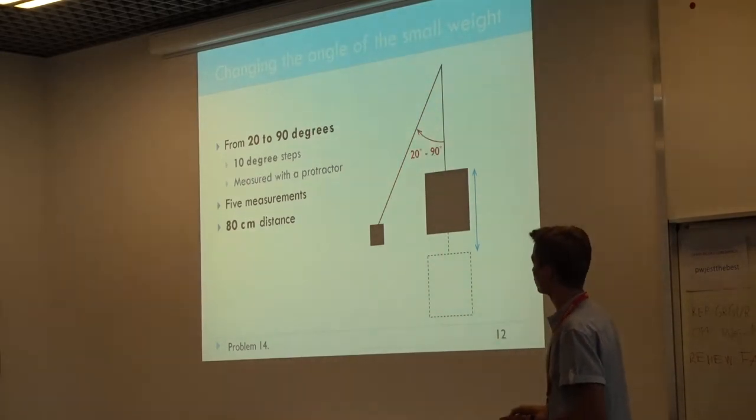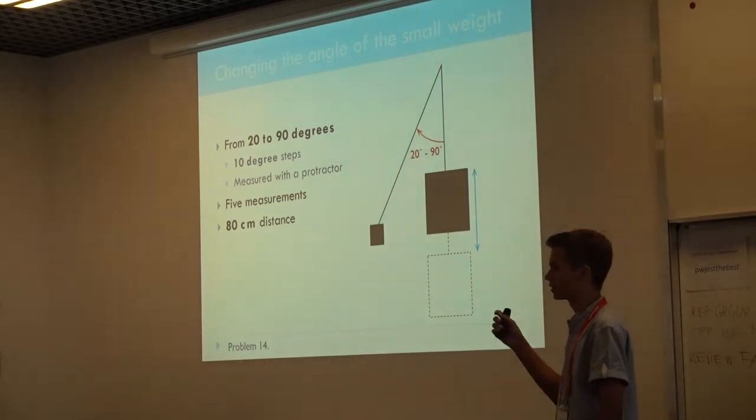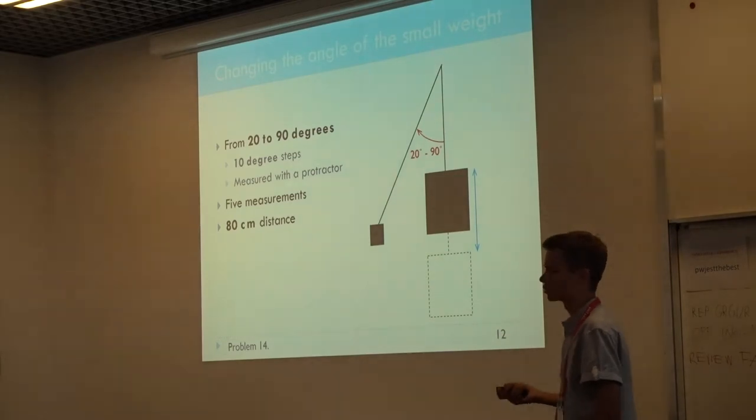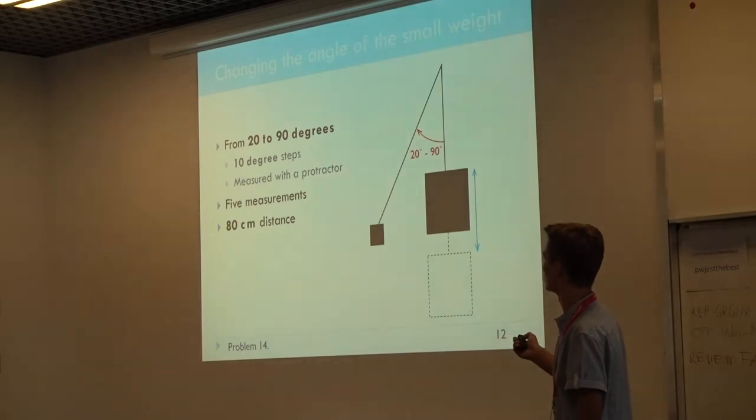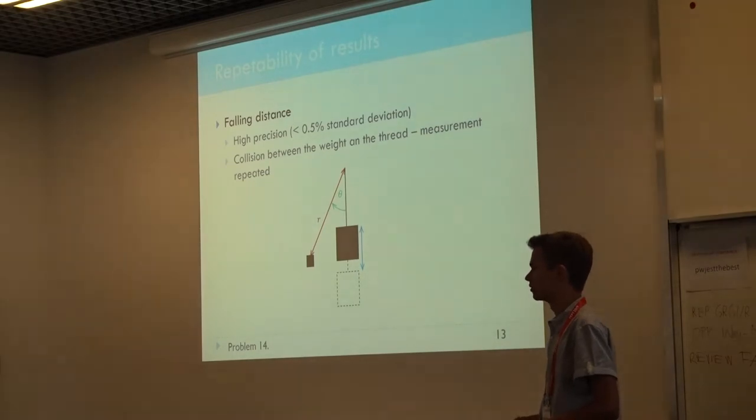Then I changed the angle of the small weight from 20 to 90 degrees in 10 degree steps, and I measured it with the protractor that you saw on the experimental setup. Also 5 measurements, and everything was done at a constant distance of 80 centimeters of the small weight from the bottom.